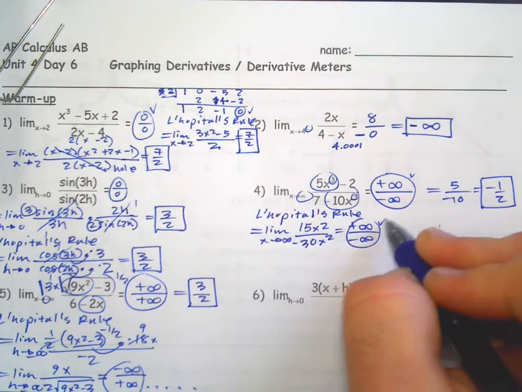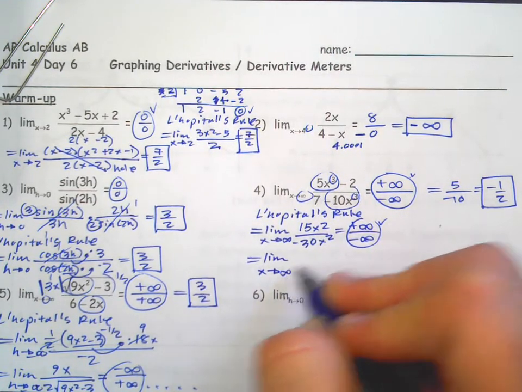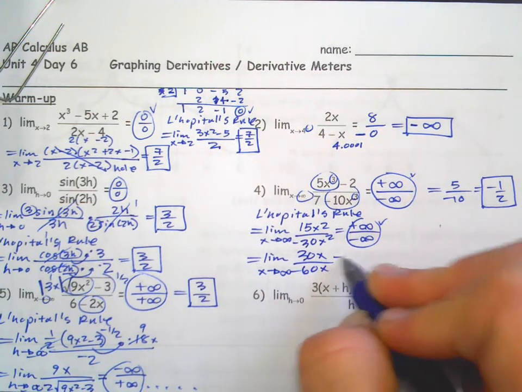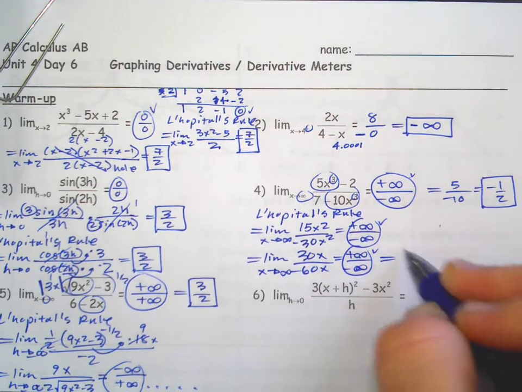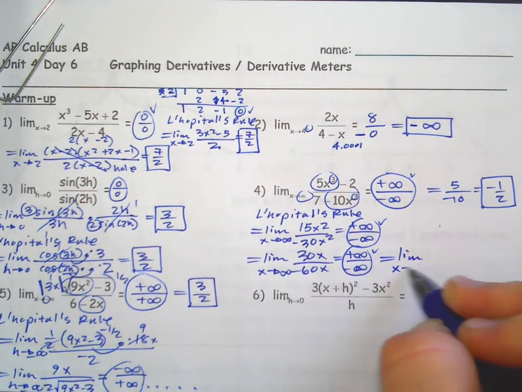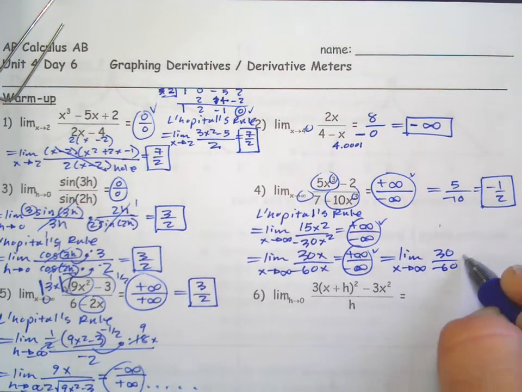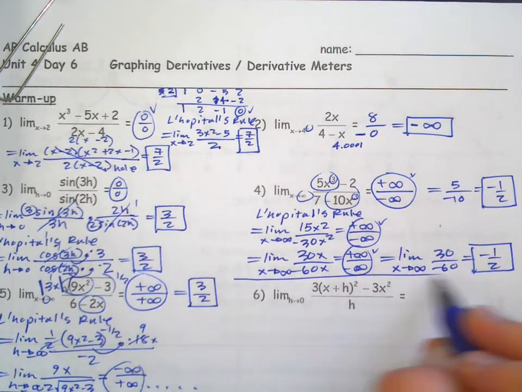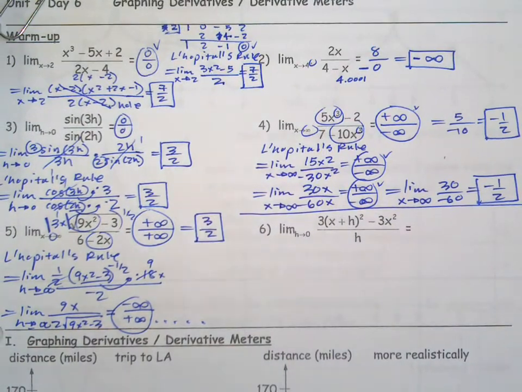So you would do it again. You take the limit as x goes to infinity, and you get 30x over negative 60x, and you would get positive infinity over negative infinity again. So you would do it again, but you're allowed to do this with L'Hopital's rule, and sometimes this is a good thing. You get 30 over negative 60, which is negative 1/2. Probably won't ask you to do something like that with L'Hopital's rule.